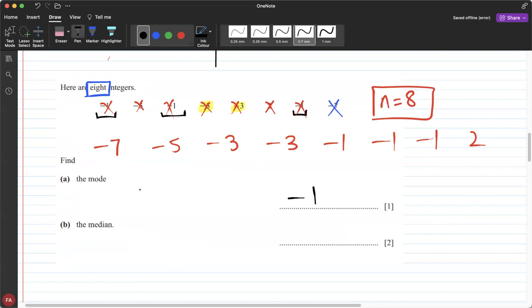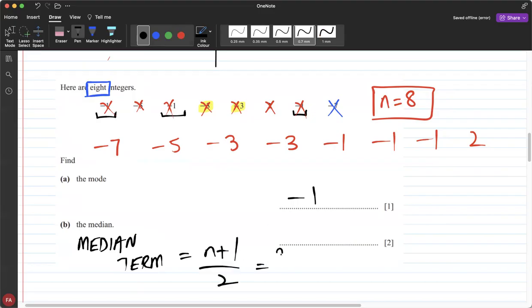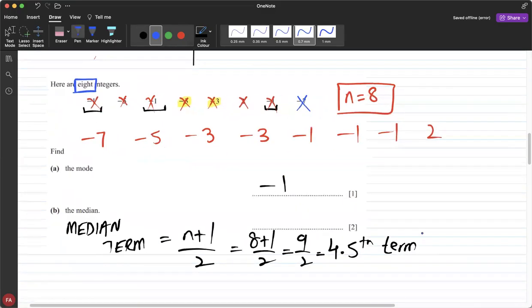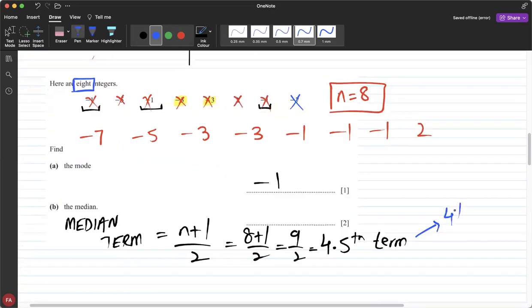Now that we have this, again, let's figure out the median. Like I said, you can't figure out the median directly, but you can figure out the median term, for which we have a formula, which is n plus 1 over 2. In this case, n is 8. So 8 plus 1 over 2 gives us 9 over 2, which is going to be the 4.5th term. What does that mean? It means something that lies in between the 4th term and the 5th term.